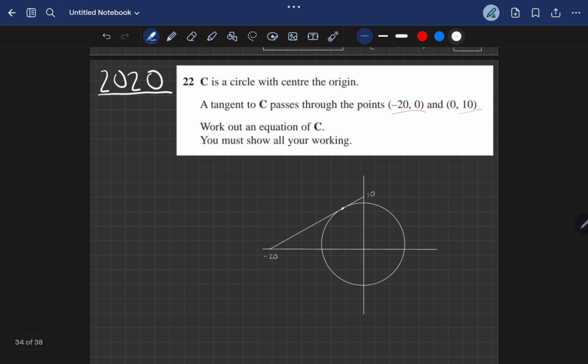I'm just thinking if there is a better way to solve the question. Another way is finding the gradient of the tangent. Because tangents meet the radius at 90 degrees, we know that this is 90 degrees right here. However, that's not going to be that helpful because, again, we have to use simultaneous equations with this gradient to find this point, and then use Pythagoras to find the radius. So let's stick with the method I said originally.